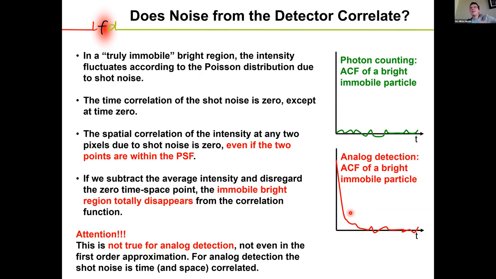Well, first, a few considerations. If there's a truly immobile bright region, the intensity fluctuates according to the Poisson distribution due to shot noise. You just have molecules that are sitting there, you excite them, they emit photons, which are single particles, and so you can assume a Poissonian distribution. And so the time correlation of shot noise is actually 0, with the only exception of the 0 time point. So actually, we always have to include the point of 0 pixel delay.